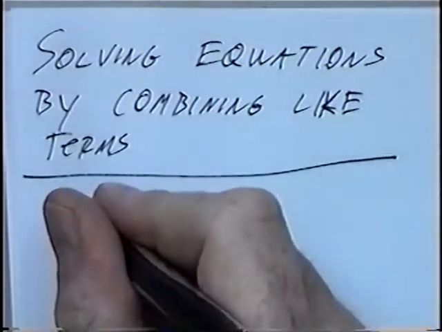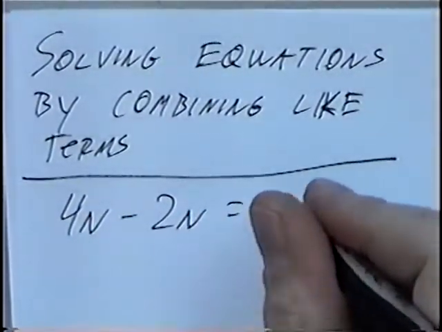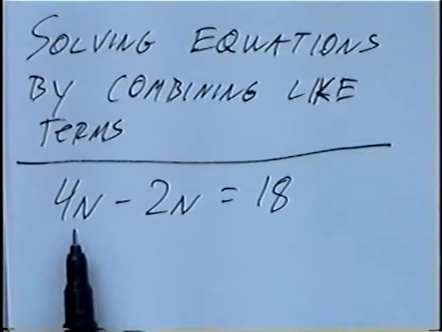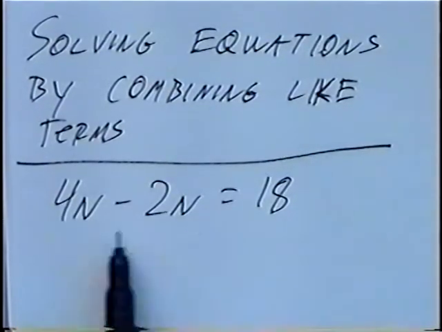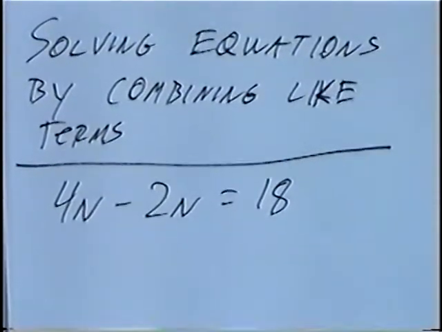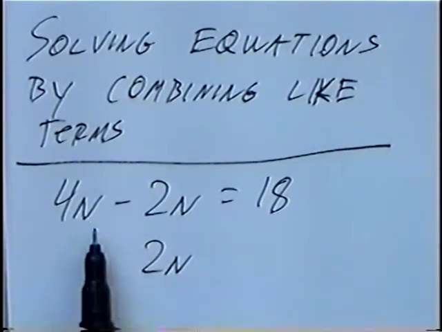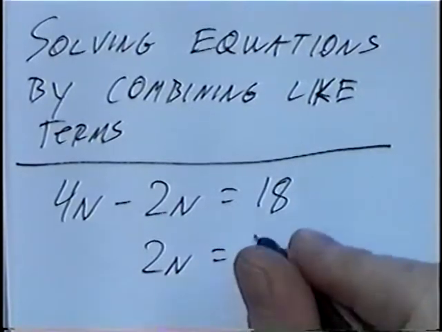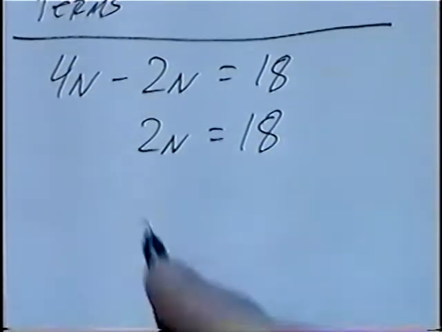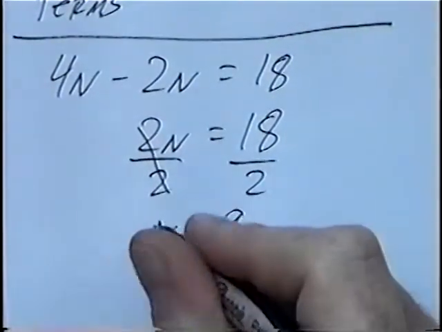First equation is 4n minus 2n equals 18. At the beginning of this question we have like terms. Again, like terms are the same variable with the same exponent. 4n minus 2n, if we combine those, would be 2n. 4 minus 2 would be 2, and the variable stays the same. So 2n equals 18. And last step, to get rid of the 2, we can divide by 2, and n is equal to 9.